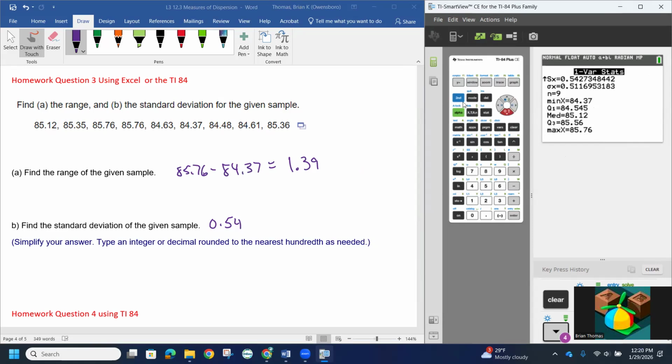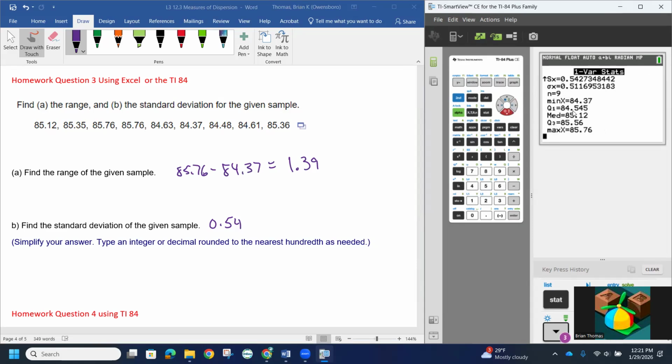So if I quit this, so notice how I went to stat, slid over to calculate, one var statistics, hit enter, my list is L1. I'm hitting enter now, highlight calculate. Notice how X bar is my mean. This S of X is actually my sample standard deviation. Notice how it tells me the number of pieces of data. There's 9.